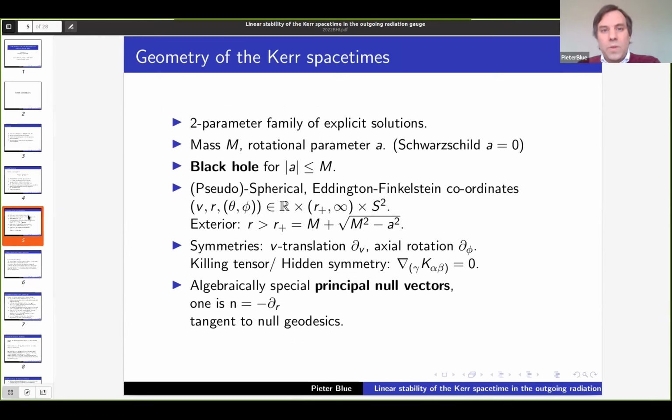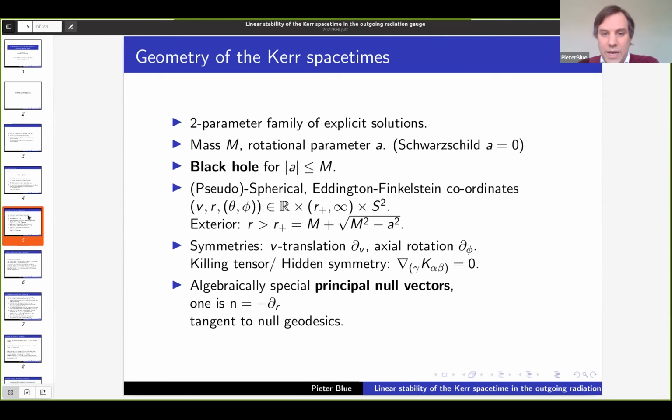So then the Kerr family of spacetimes is a very important object in general relativity. It's a 2-parameter family of solutions. There's a mass parameter m and a rotational parameter a. The famous Schwarzschild spacetime corresponds to when a equals 0, and Minkowski space corresponds to when m is equal to 0. For a less than or equal to m, which is the only case I'm going to consider today, this gives a black hole.